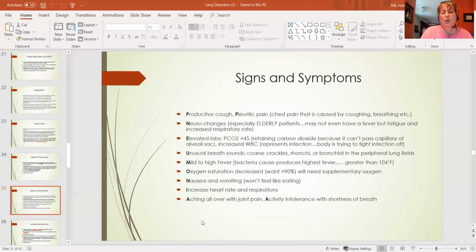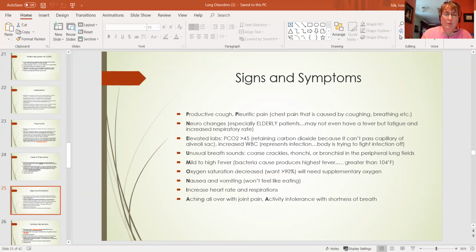Something I want you to pay special attention to is signs and symptoms. We all know basic signs and symptoms of pneumonia, but with older adults, look at the number 2 thing here. Older adults may look different when they have pneumonia compared to someone else. They're going to have neuro changes. They may not have a fever, fatigue, and increased respiratory rate. They may not have all of that kind of stuff. They just may get confused all of a sudden, so they present differently.